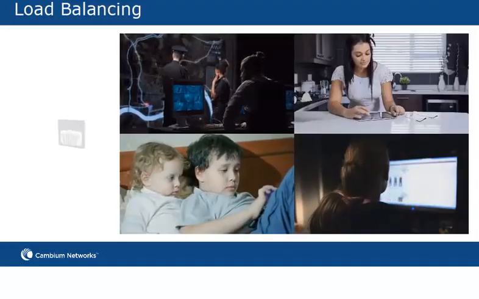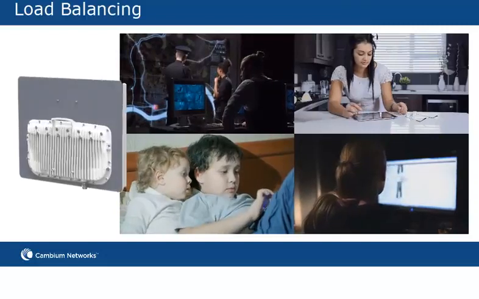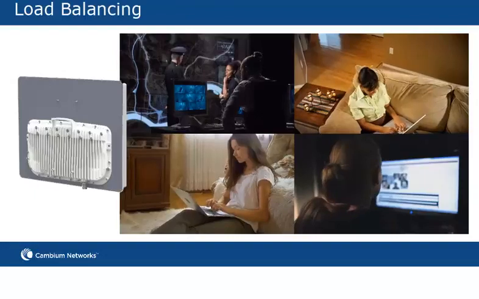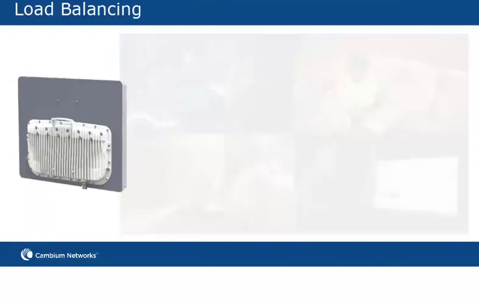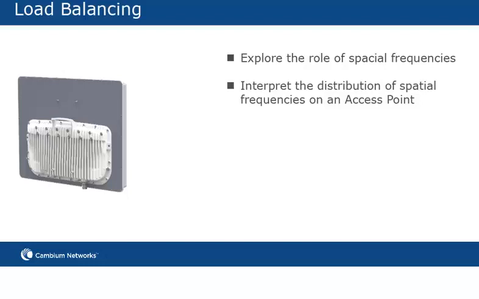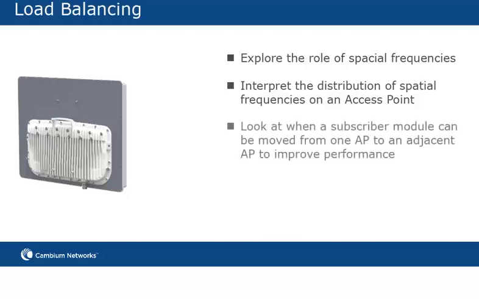In this video, we are going to look at load balancing on the Cambium Networks PMP 450M as it relates to MU-MIMO. To understand load balancing, we need to explore the role of spatial frequencies, interpret the distribution of spatial frequencies on an access point, and look at when a subscriber module can be moved from one AP to an adjacent AP to improve performance.